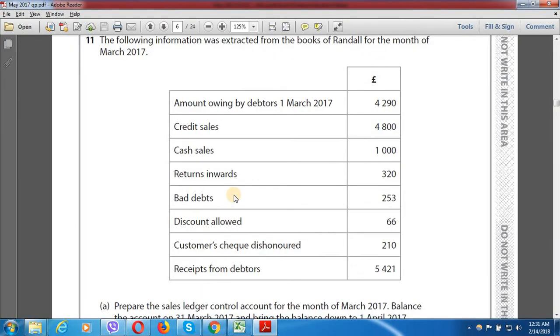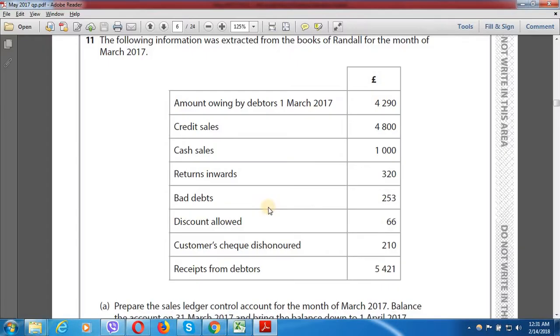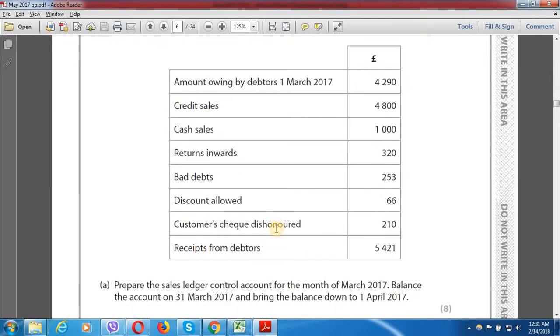Then bad debts. The journal of this transaction is bad debts debit, receivables credit. Bad debts debit 253 and receivables credit 253. Then discount allowed. The journal will be discount allowed debit and receivables credit 66. Then customers check dishonored 210 pounds. Before telling you the journal of this entry, you need to know what was the initial entry when the check was paid to the business.